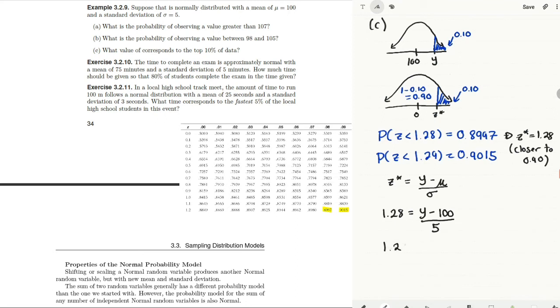We have 1.28 times 5 is equal to y minus 100. And so y is 1.28 times 5 plus 100. And so this gives us a value of 106.4.